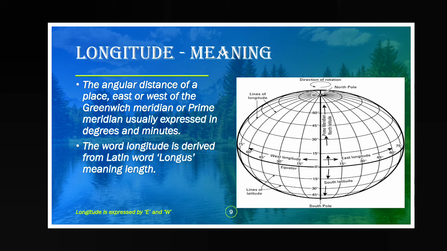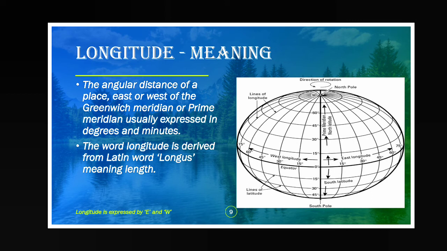The literal meaning: the word longitude is derived from the Latin word longus, meaning length. Take a look, they extend from the North Pole to the South Pole, like a vertical line, though not exactly vertical. That's why here it is length.